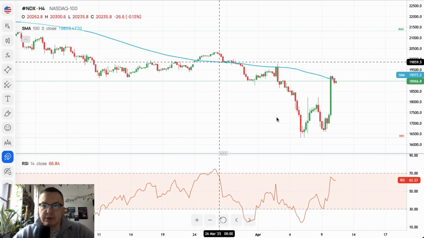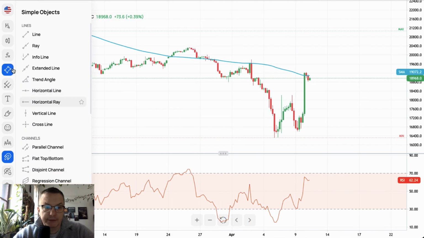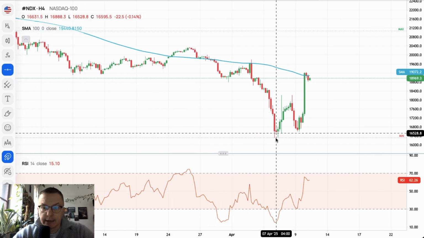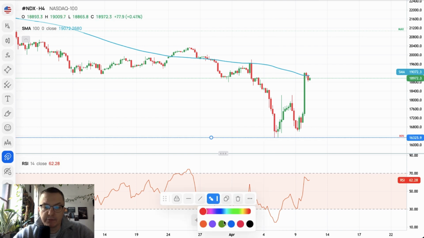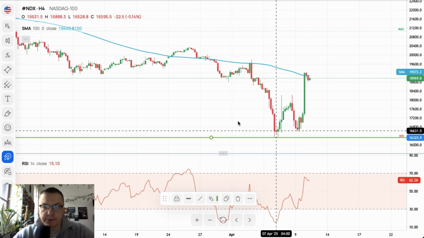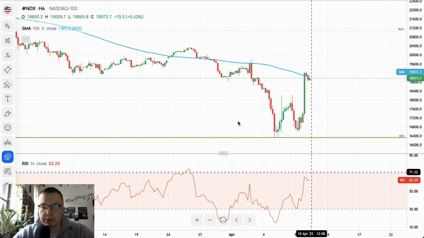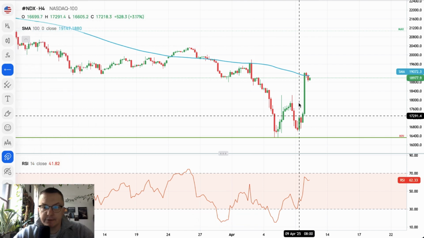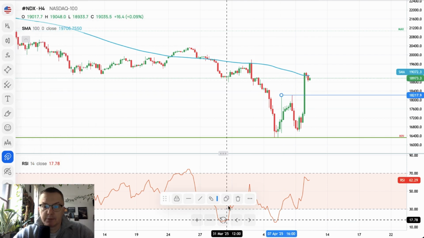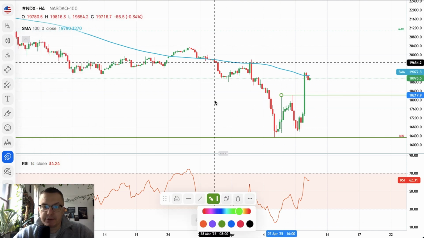The same situation. As you can see, we bounced from the level of 16,325. We moved higher, strongly, so that might be our temporary low. Momentum is strong, momentum is positive, almost the same behavior as we could observe on the SP 500.